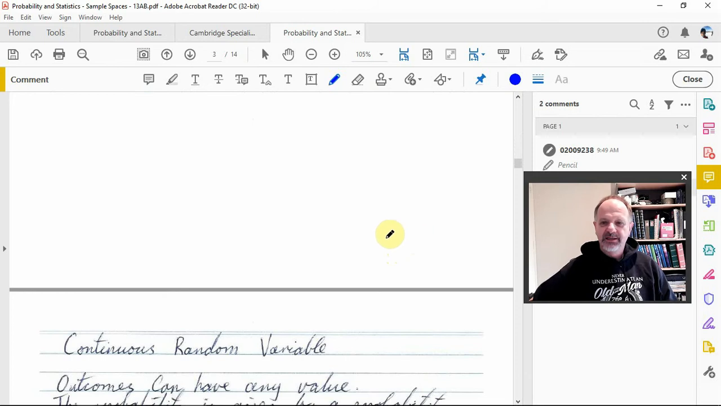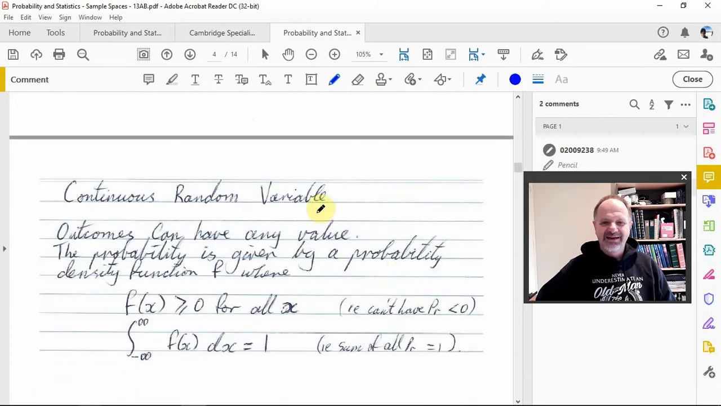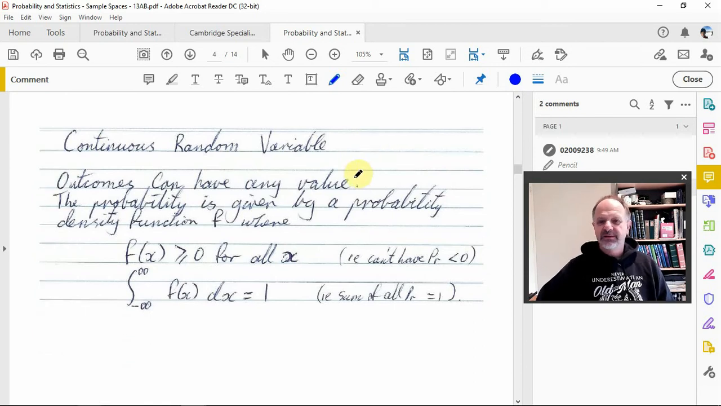Continuous random variables, so it can be any value. Oh, the thing that I didn't mention, discrete. If you want to figure out if something's discrete and you've not got that table, think about, are you counting? If you say, can you count this thing? And the answer is yes, then it'll be discrete. Whereas continuous, you would say, do I measure this thing? If the answer is yes, then it's continuous. All right, so outcomes can have any value.